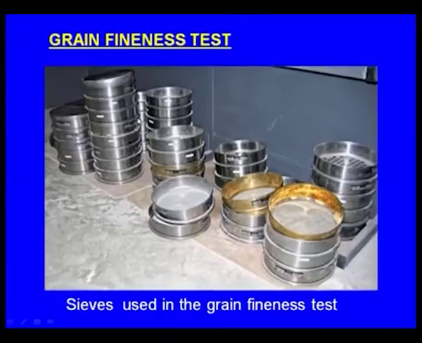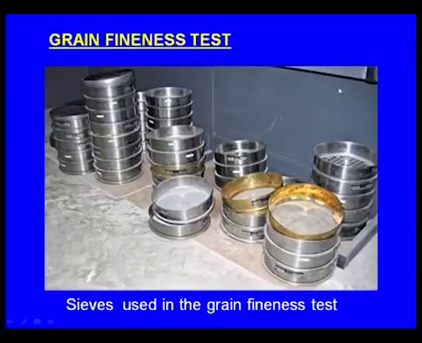The equipment looks like this. There will be different sieves, and for each sieve there will be a mesh. In one mesh there will be coarser holes, in some other meshes medium holes, and in some other meshes fine holes. Initially at the top the coarser mesh will be there, you can see this one is the coarser mesh.